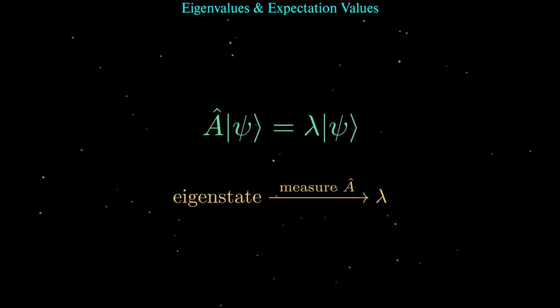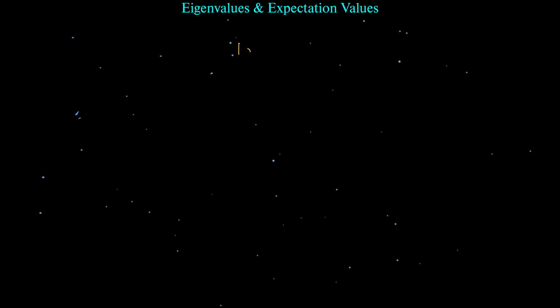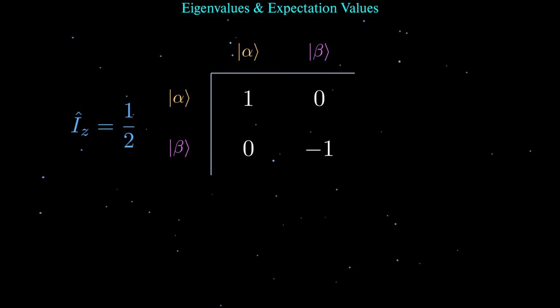This is the cleanest example of what measurement means in quantum mechanics. If the state is an eigenstate of an operator you are measuring, then the measurement gives the corresponding eigenvalue. We can also see why it does this by understanding why the Iz operator looks the way it looks in the first place. And that's because we're using the basis of alpha and beta. If it helps, you can look at the matrix like this now.